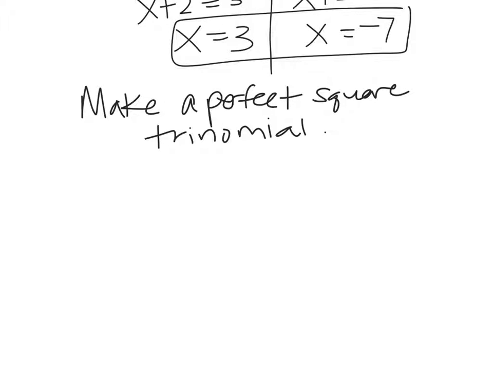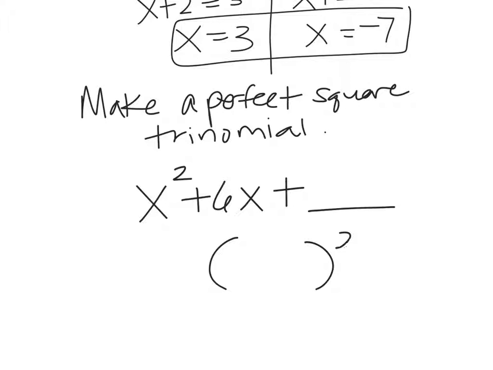If I said to you, x squared plus 6x plus blank, and I wanted to fill in that blank so that this whole thing could be squared. Would you be able to figure that out on your own? Like, what number would go here so that if I factor this, I get this whole thing squared? Anyone know? Besides Bobby?